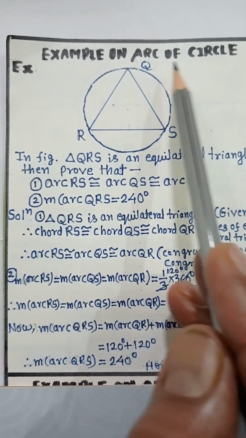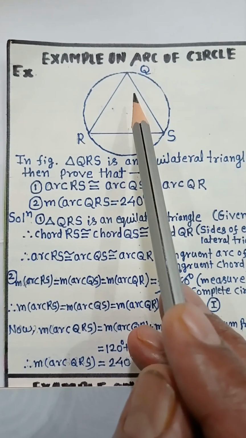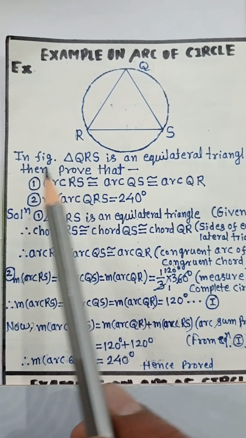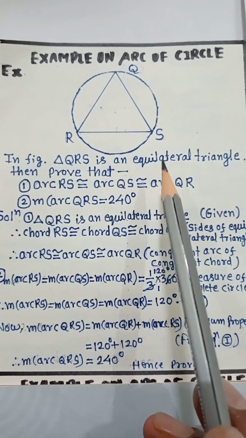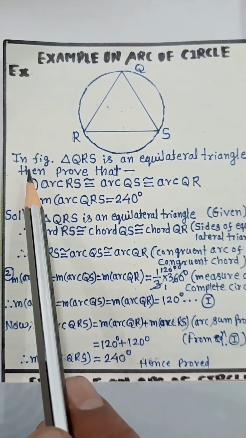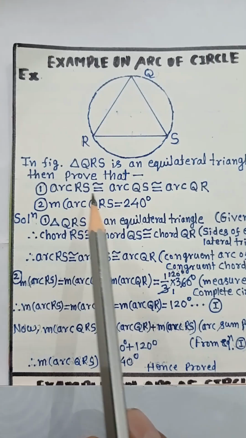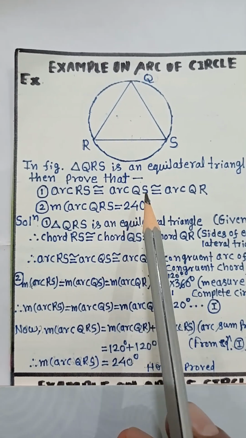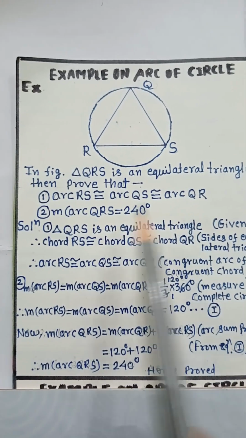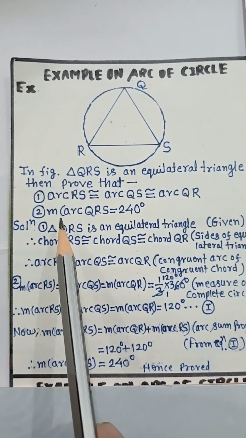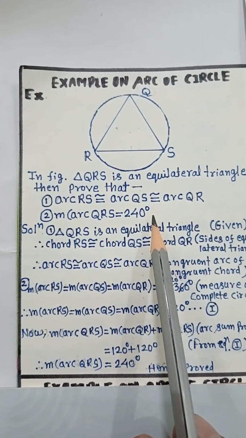Example on arc of circle. In the example, a figure is given. In the figure, triangle QRS is an equilateral triangle. Then prove that first, arc RS congruent arc QS congruent arc QR. Second, measure arc QRS is equal to 240 degree.